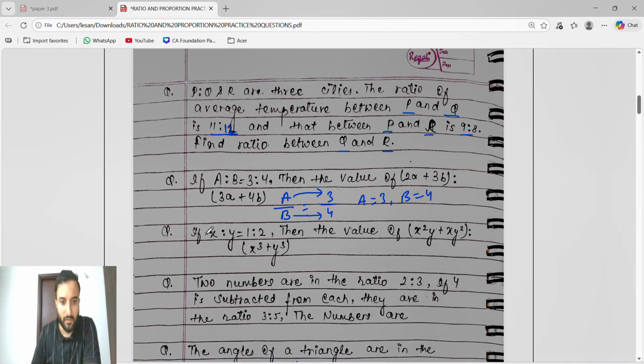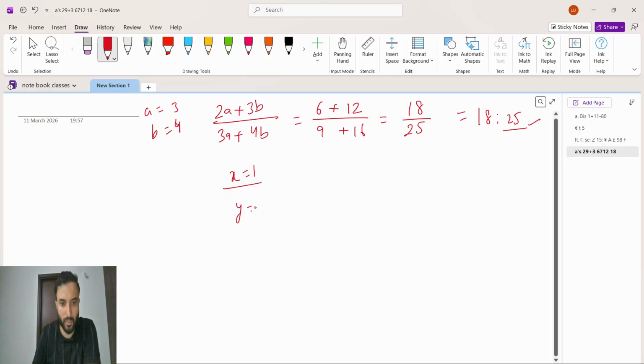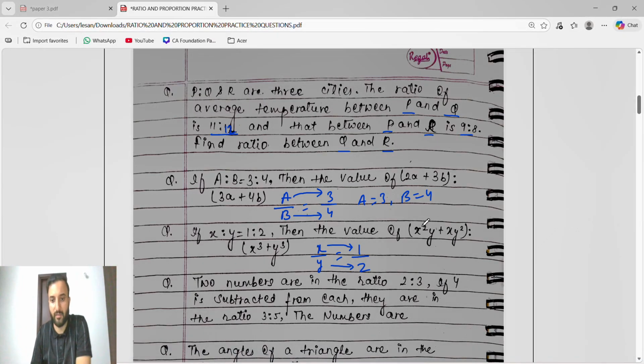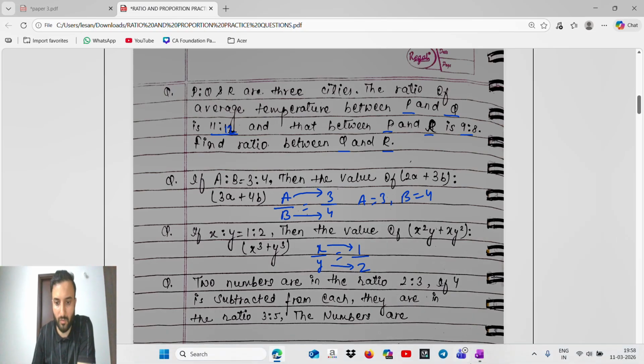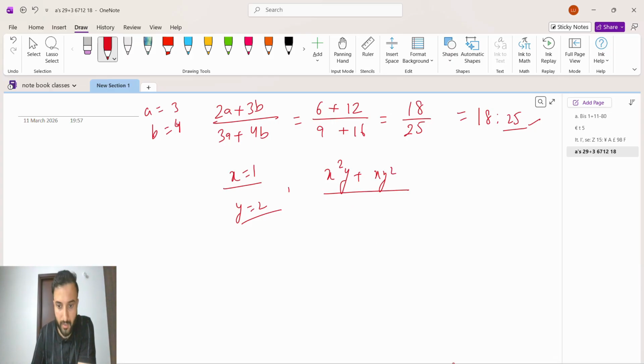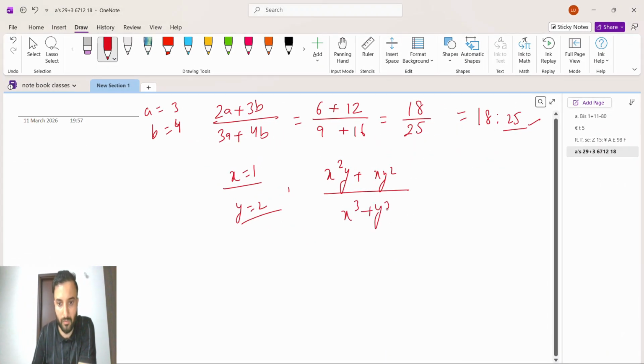Next. See, x is to y is 1 is to 2. Means x by y equals 1 by 2. We know numerator equals numerator, denominator equals denominator. Means x value is 1, y value is 2. So see, you have to find this: x square y plus xy square, divided by x cube plus y cube.